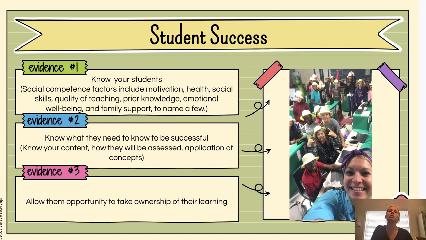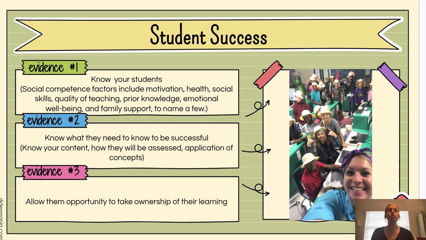And then allow them opportunities to take ownership of their learning. So don't just stand up there and directly teach and then have them do practice. Allow them to explore, do lessons, do all of these different things to truly help them be successful.